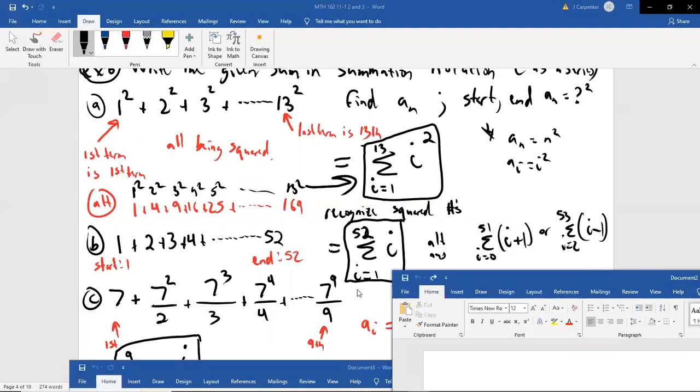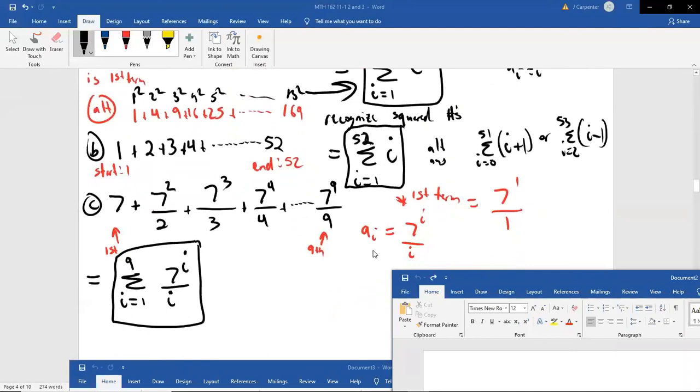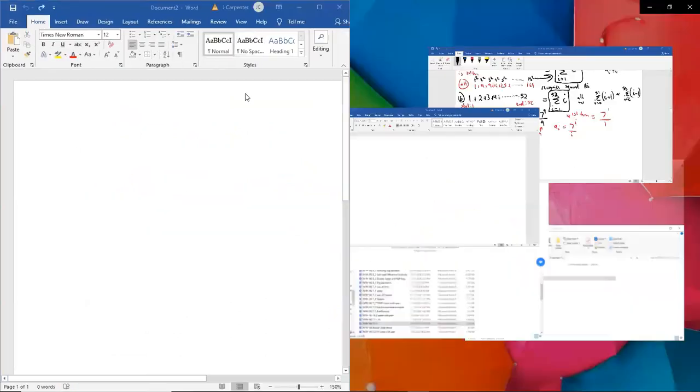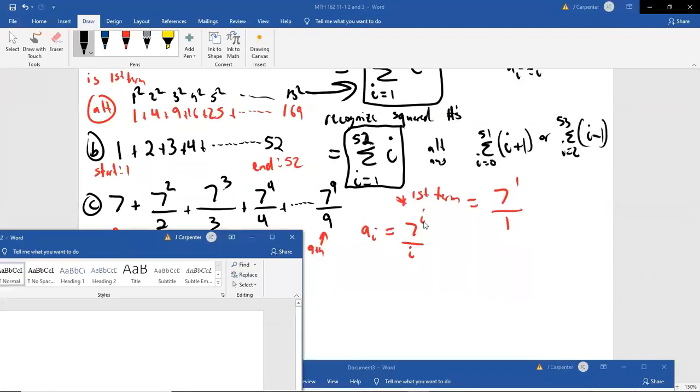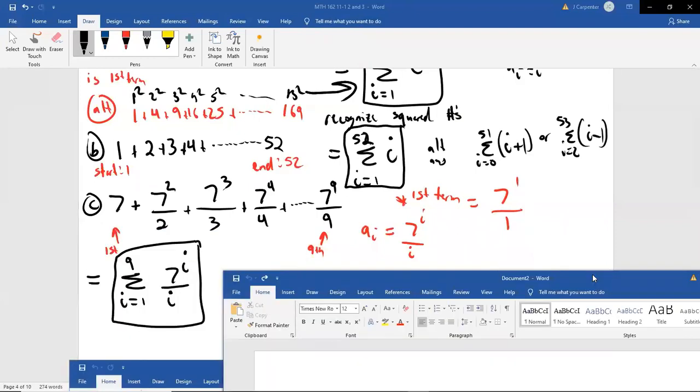So with that being the first term, that being the last term, it seems like each term has got a 7 raised to a power. We'll call the power the term we're at, and the denominator would also be the term we're at. So the exponent and the bottom we're going to call i. That base has to be a 7. So each term, this a sub i, has to be 7 to the i over i. So that's each term. So we want to write our series going from the first to the 9th term. We get this.